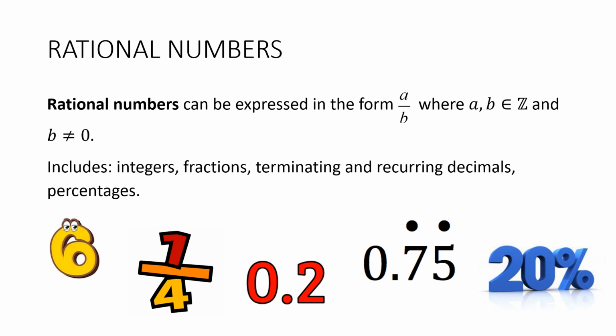Now, let's quickly revise rational numbers. They can be expressed in the form a over b, where a and b are integers. That's what this means here. Literally, it says a and b are elements of the set Z, and Z is the set of integers. And also, b can't be equal to 0. So it includes integers, fractions, terminating and recurring decimals, and percentages.